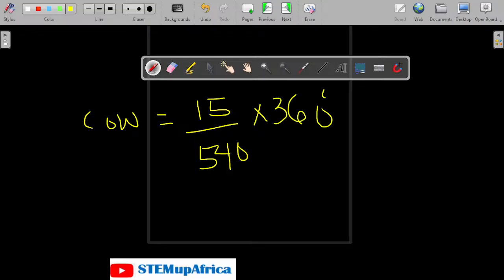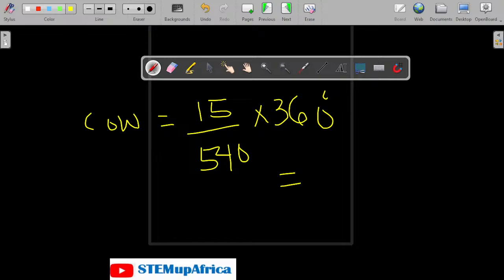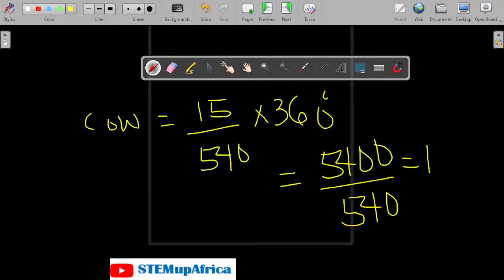Because we just agreed, the sum of angles in this circle is 360. That's why we are using 360. So if I multiply and divide, we have 15 times 360, which is 5,400, divided by 540. That will give us 10 degrees. So that's why I believe it's a sector, not a percentage. That question is wrong. So this is how you do sector: 15 over 540 times 360 gives 10 degrees.